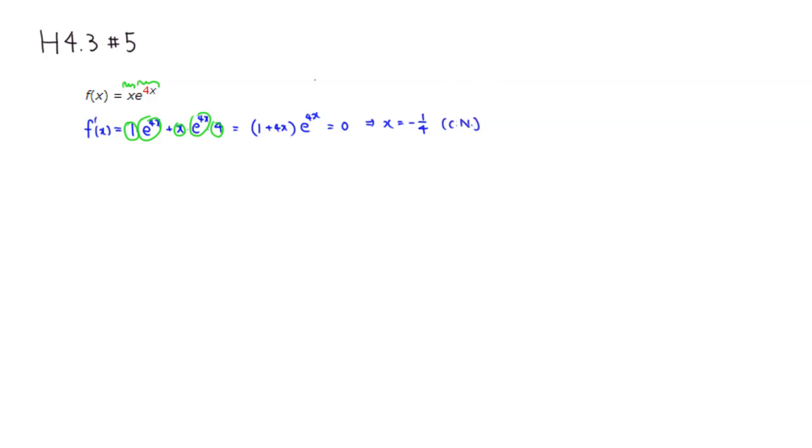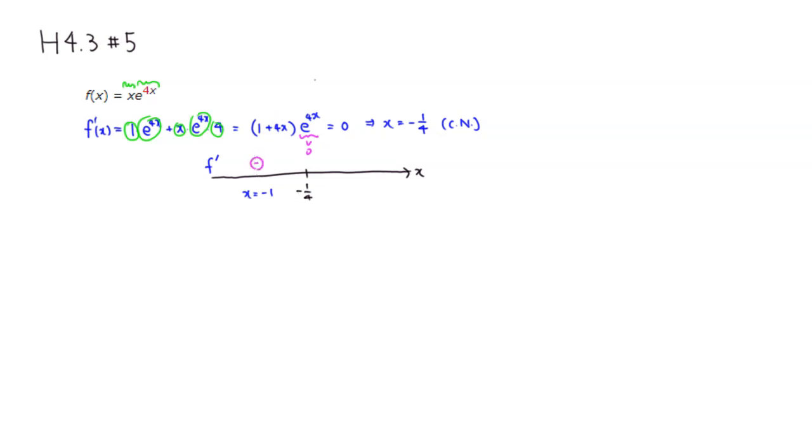So we can do the increasing, decreasing analysis using the number line here. Tick mark at negative 1/4. Then we can just look at the sign of f prime. We can try anything less than negative 1/4, so I'm going to try negative 1. If you put negative 1 here, it's going to be negative, and e to the 4x is always positive, so this is negative here.